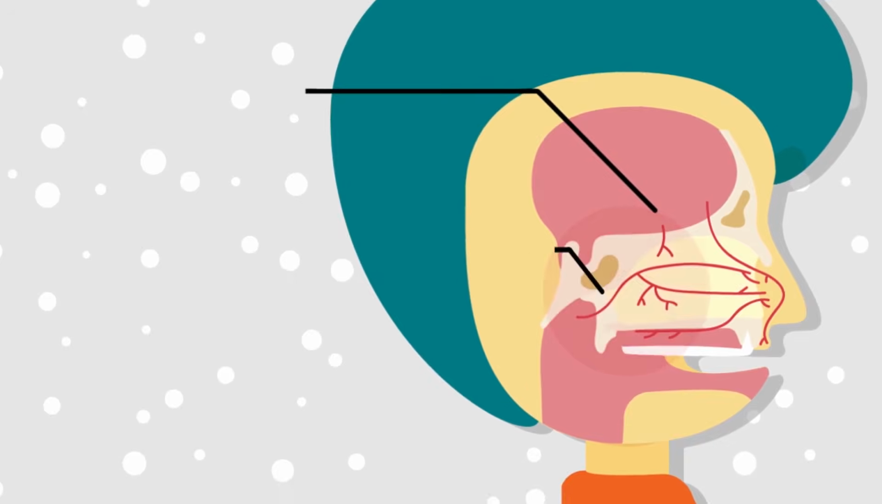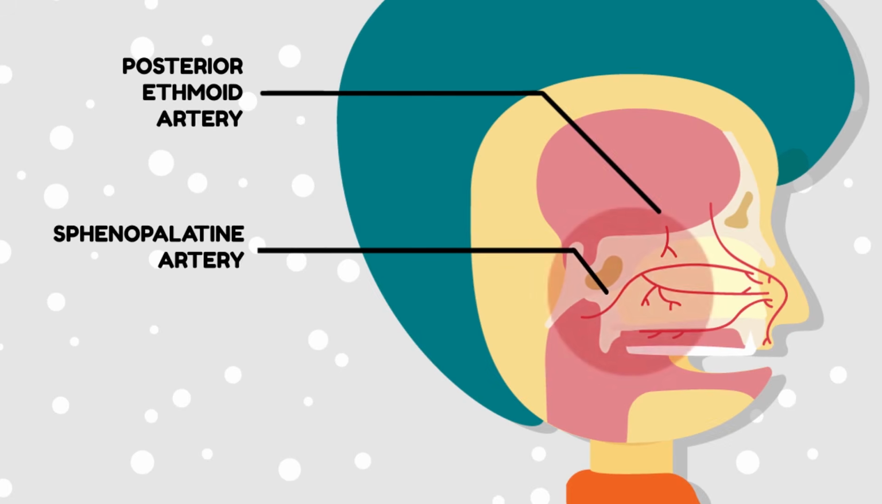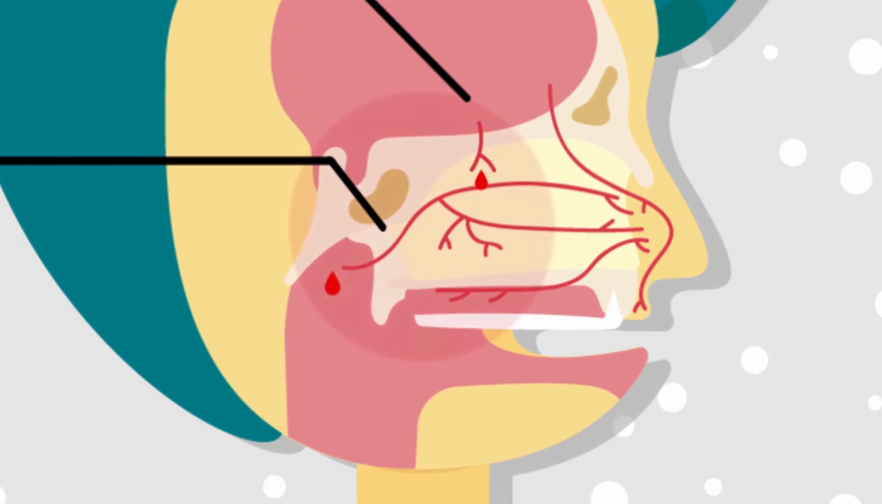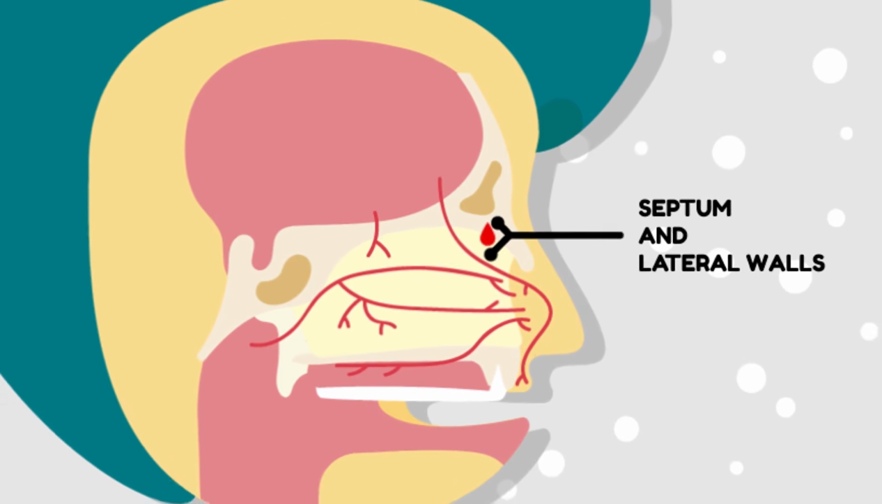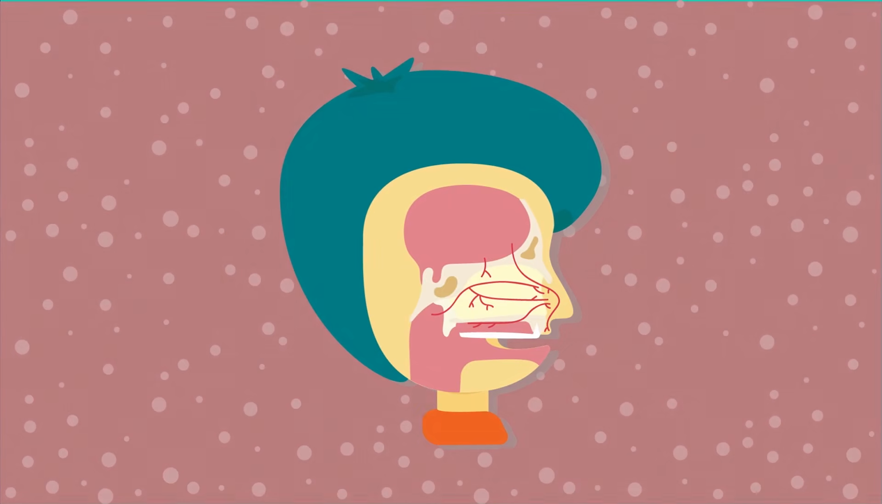2. Posterior part of nasal cavity. After bleeding from here, blood flows directly into pharynx. 3. Diffuse. It is bleeding from septum and lateral wall. This is often seen in general systemic disorders and blood dyscrasias.